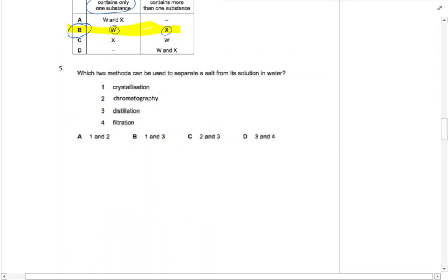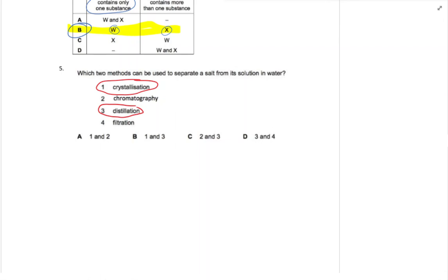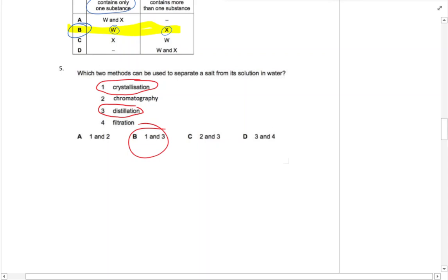Which two methods can be used to separate salt from its solution in water? This would be crystallization and distillation. Sorry, I read those the wrong way around. Crystallization and distillation. Chromatography won't separate them; that separates things based on their solubility, generally inks. Filtration separates an insoluble substance from a solvent. So 1 and 3 would be B.